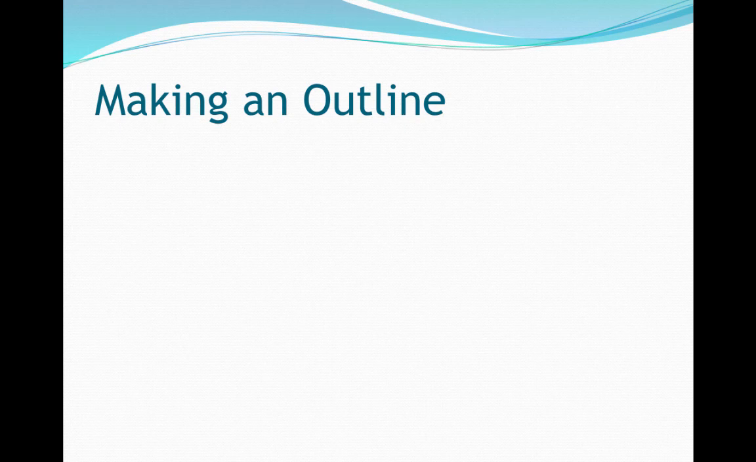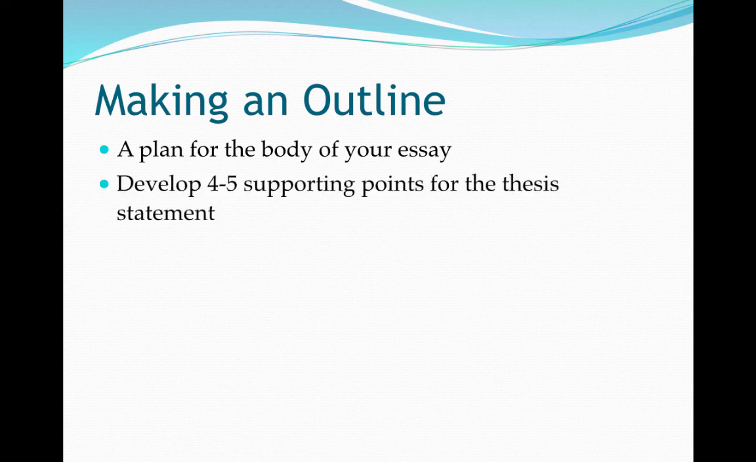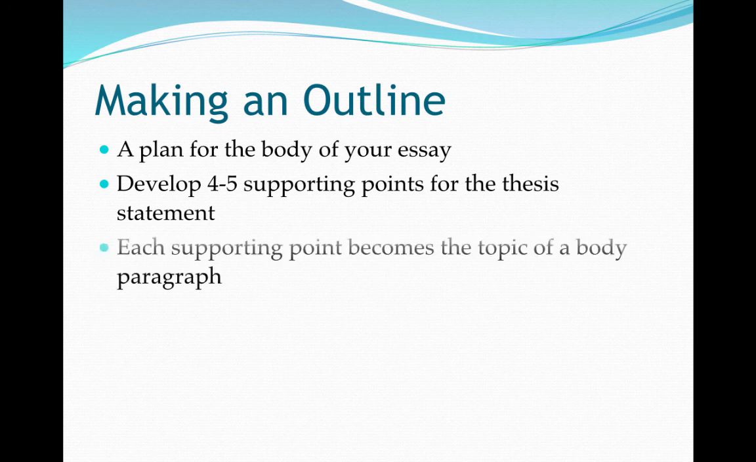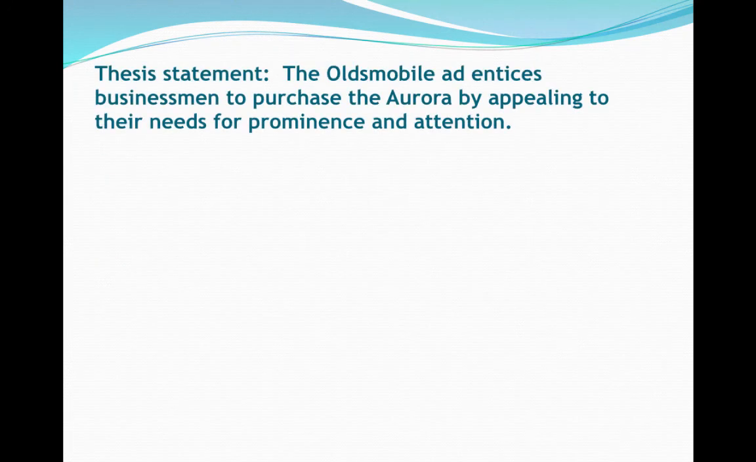Making an outline. Once you've got your thesis idea, you can think about an outline, a plan for the body of your essay. You want to develop 4 or 5 supporting points for the thesis statement, and then each supporting point can become the topic of a body paragraph. There are 2 ways that you can approach the organization of this essay.